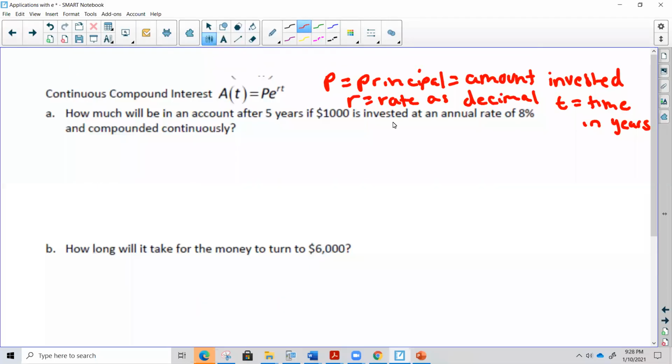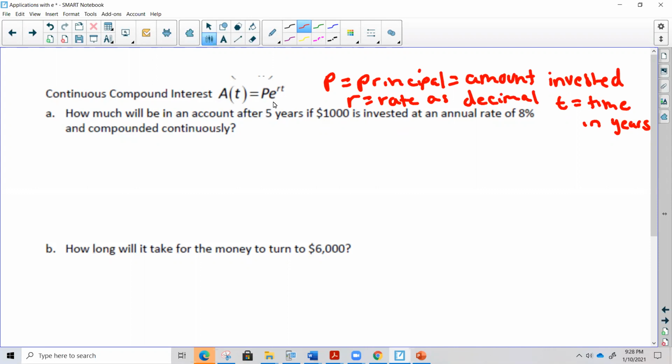So in this video, I'm going to do a few applications with e. The first few are actually a pre-calculus concept, so that you should have seen in previous classes, and then we'll get to the calculus of it. But this is the compound interest formula.